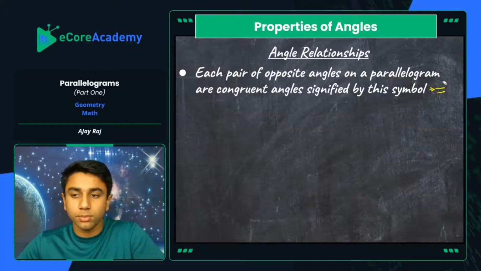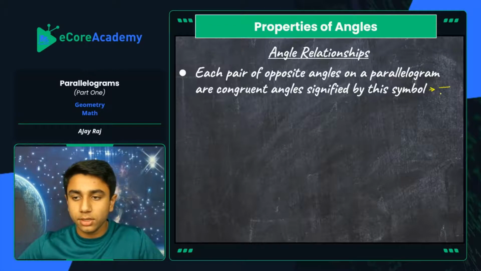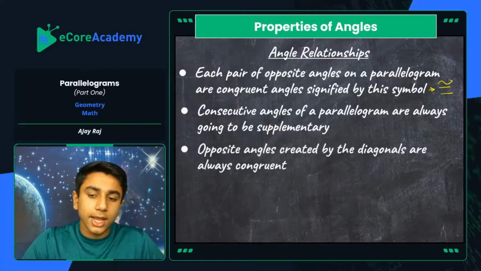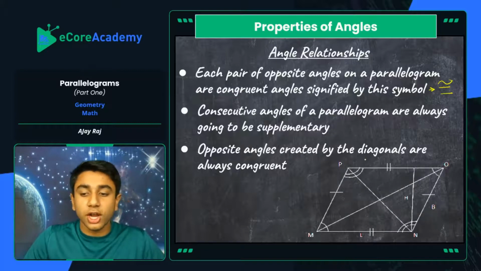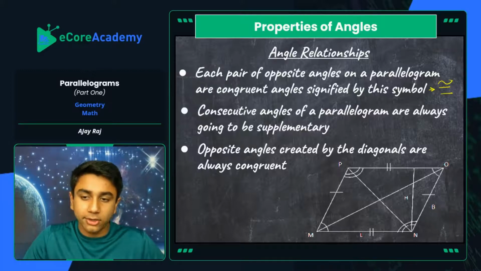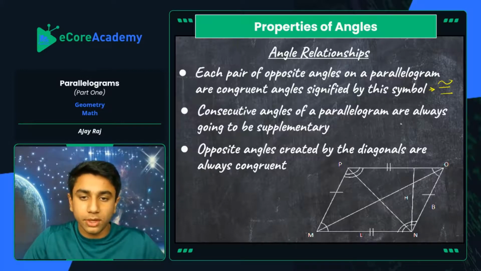Let me just redraw that a little bit bigger. It's going to be an equal sign with a little squiggle on the top. Consecutive angles of a parallelogram are always going to be supplementary, and opposite angles created by the diagonals are always congruent. So there's this giant figure of a parallelogram with all these markings, but don't be worried. I'm going to break it down entirely, and it's simpler than you think. These relationships are very important.